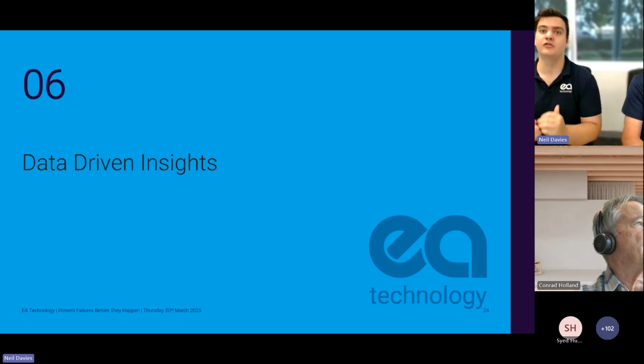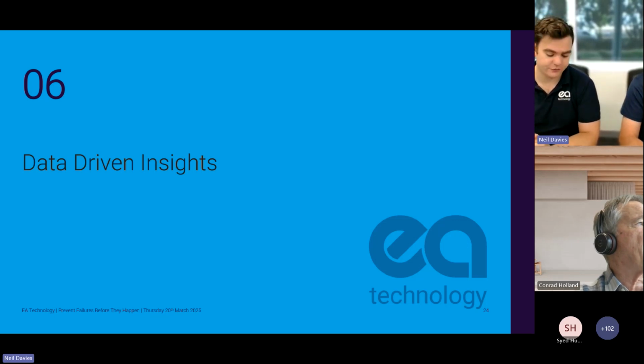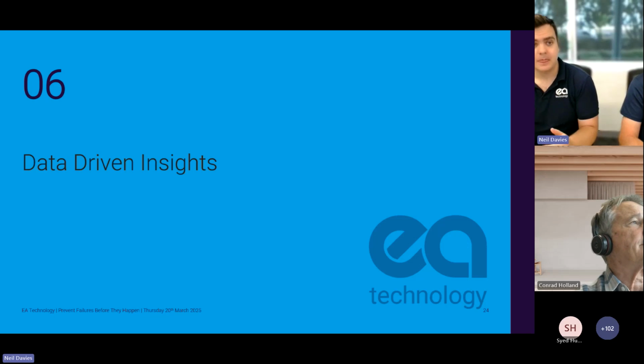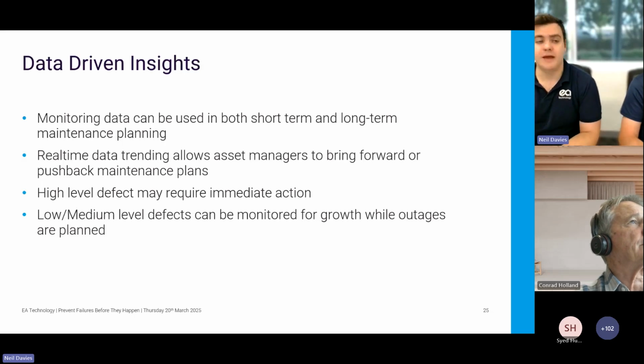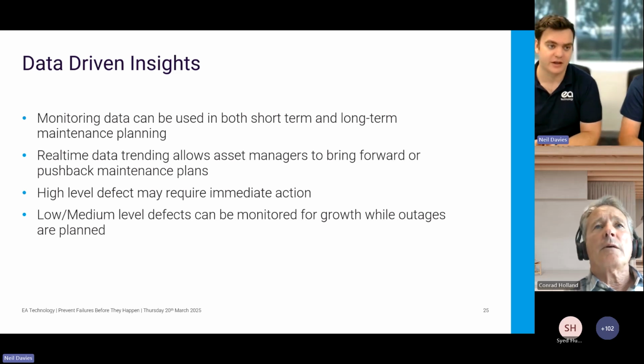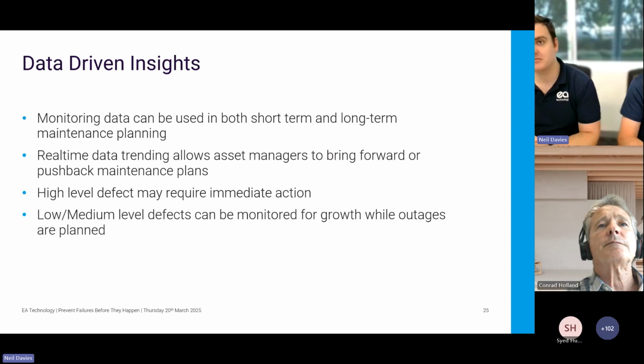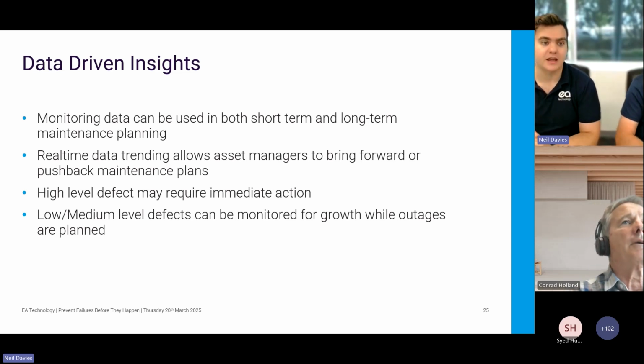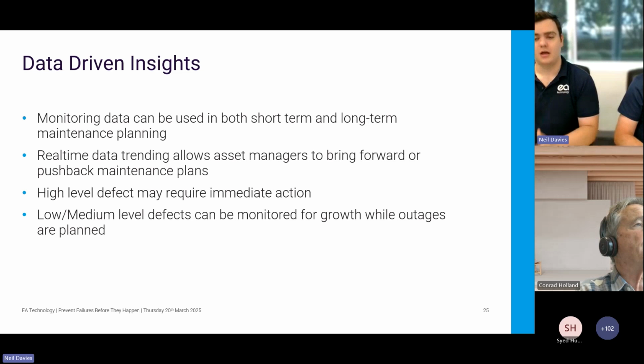A problem emerges and you're looking to fix it right away. But how can we use this data for more long-term planning? Really, it is all about knowledge of the switchgear. It is about knowing the condition of your asset and putting that forward into long-term planning. High-level defects may require immediate action, but the low and medium level defects that you don't need an immediate shutdown for, can you push them into scheduled maintenance in 6 months, in a year, or whatever you have coming on.